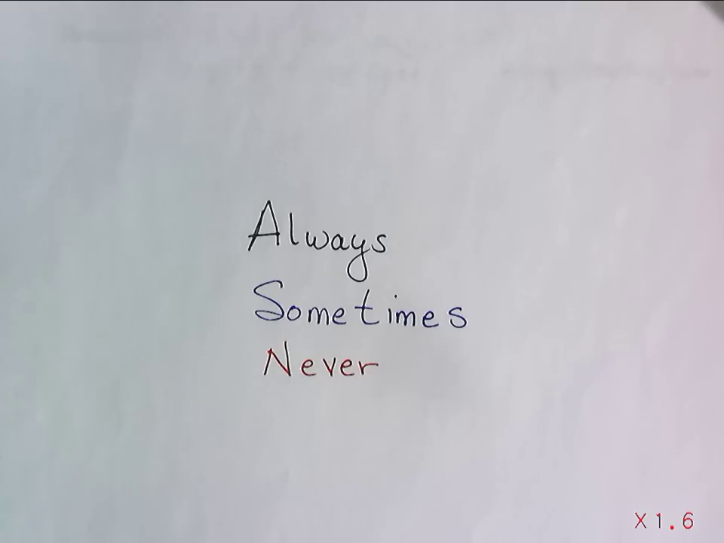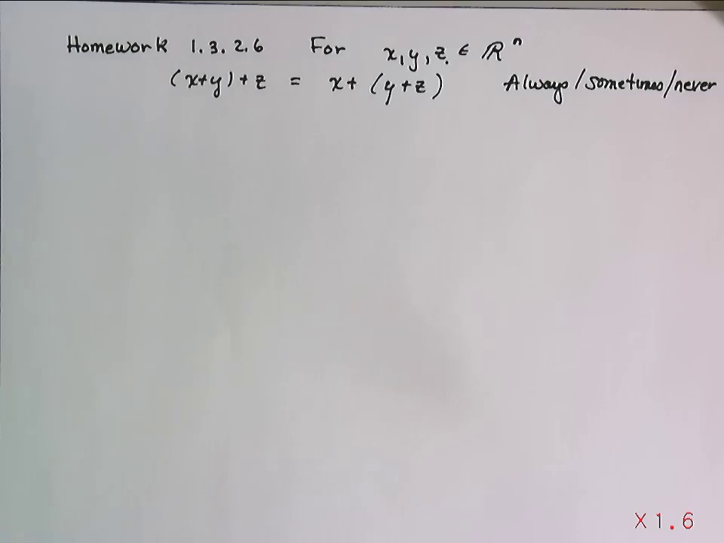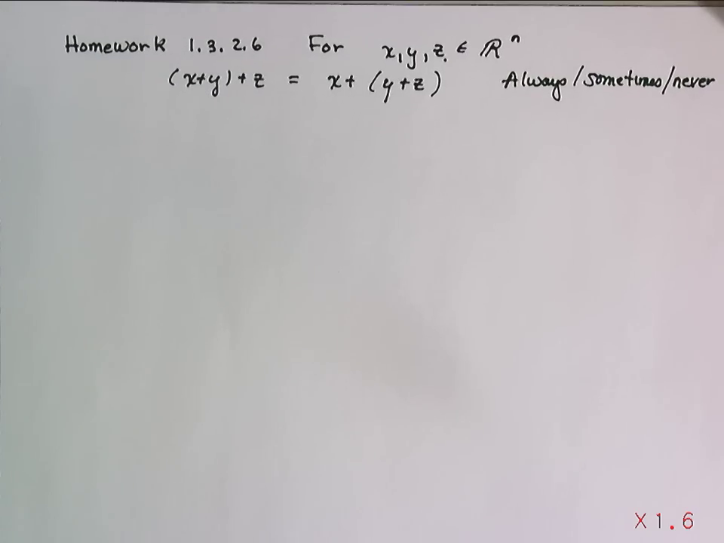We have an always, sometimes, never. This time, we want to decide whether it's the case that if we have three vectors, x, y, and z, of the same size, if we first add x plus y and then add the result with z, we get the same as if adding x to the quantity y plus z.